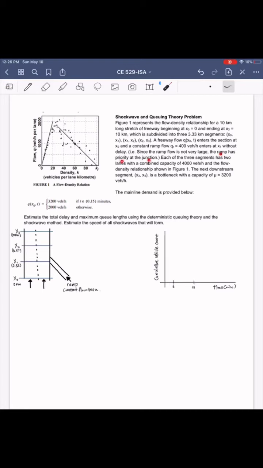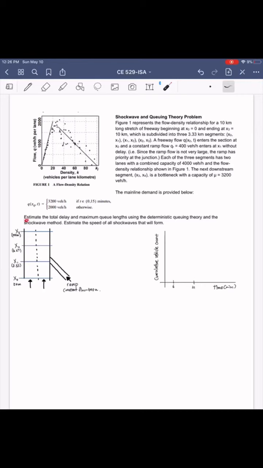the junction. Each of the three segments has two lanes with the combined capacity of 4,000 vehicles per hour and the flow density relationship shown in figure 1. The next downstream segment, x3 to x4, is a bottleneck with capacity of mu equal to 3,200 vehicles per hour. And the mainline demand is provided below, so this is the flow at x0.